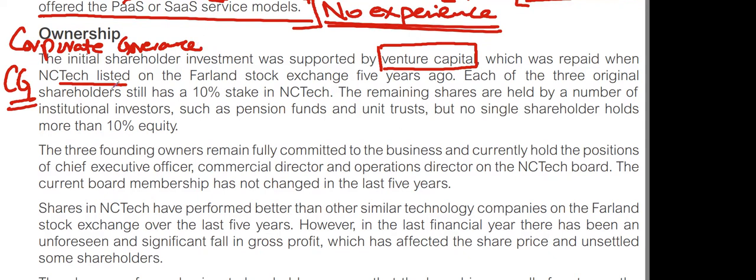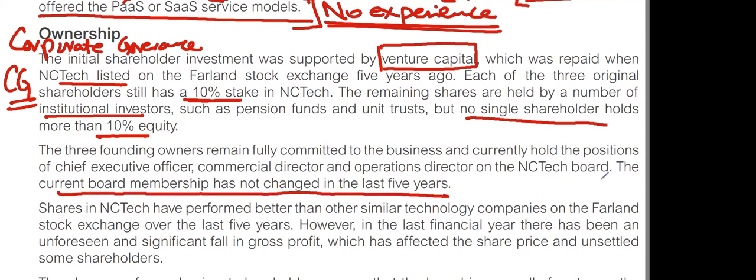Now, each of the three original shareholders still has a 10% stake in NC Tech, like 30%, and the remaining are held by the institutional investors, and no single shareholder holds more than 10% equity, which means it's not an insider model, it's not a family-owned business. And we have already talked about their positions. The current board membership has not changed in the last 5 years.